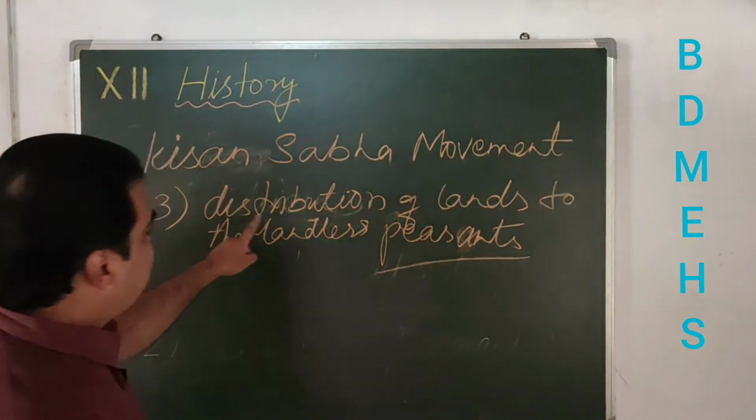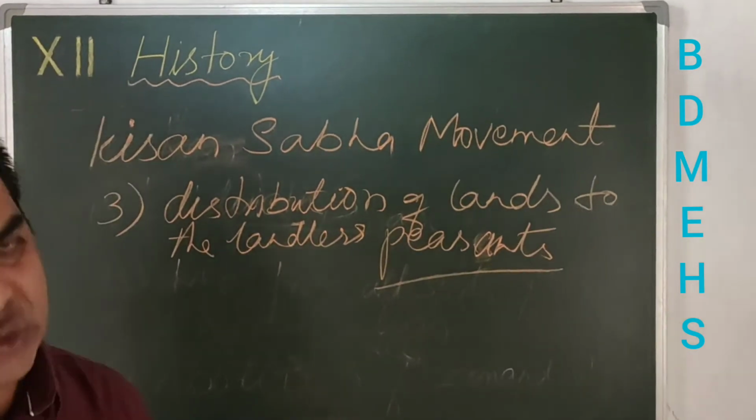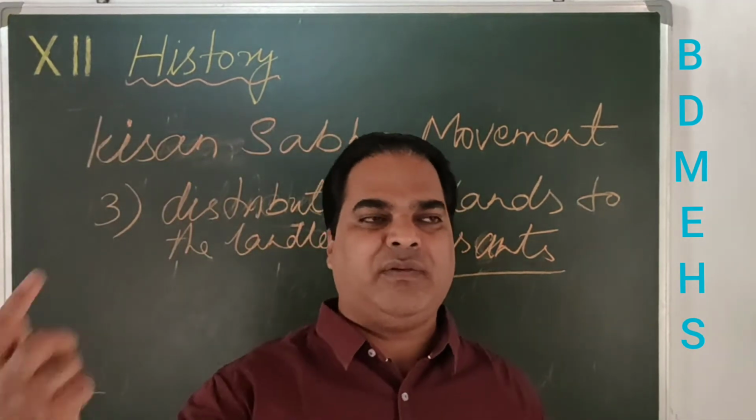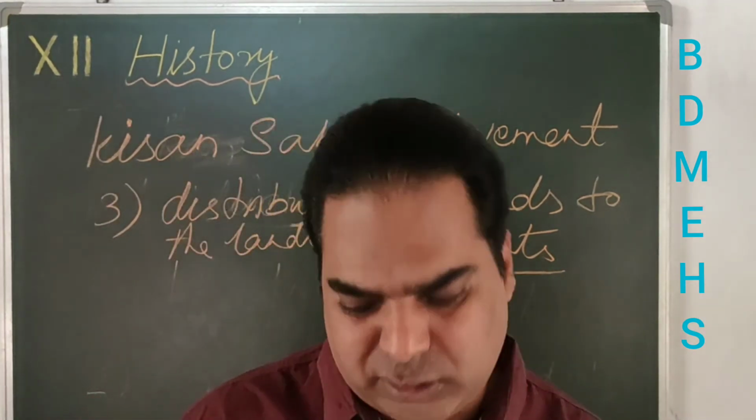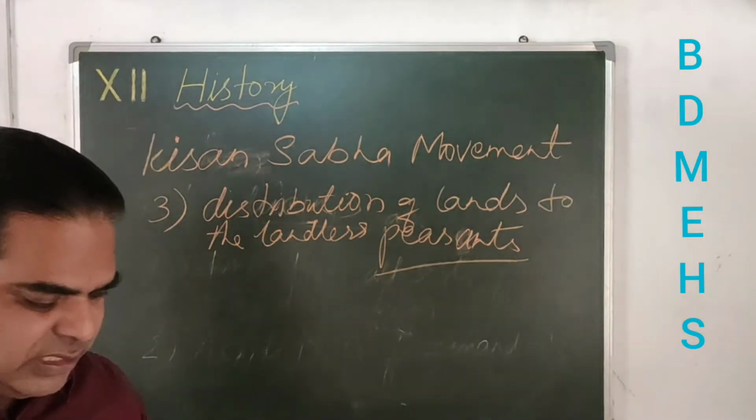So the land should be distributed to the landless peasants. I have a large area of land and somebody doesn't even have 1 acre of land. That is not right. That is why distribution of land to the landless peasants.